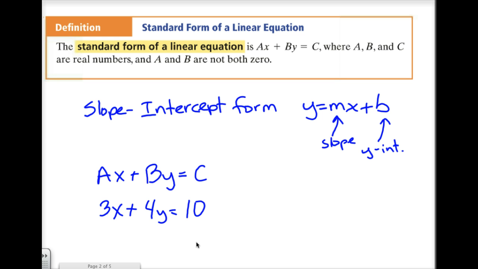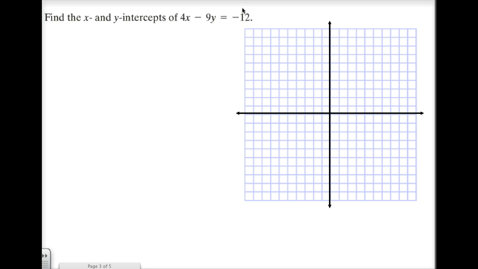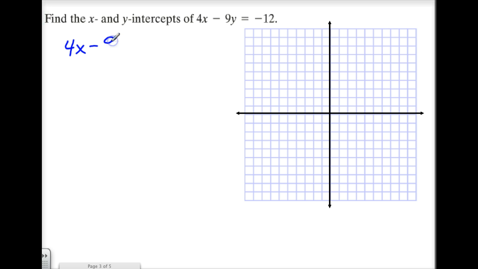As we're looking at the standard form, you are going to be able to graph these. And there's going to be a couple of steps that we're going to follow. The first thing we're going to do is find the x and the y intercepts of our particular problem. As you look at this problem, it is in standard form. Notice that you have 4x minus 9y is equal to negative 12.